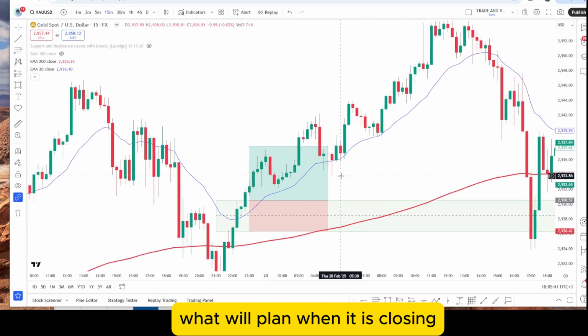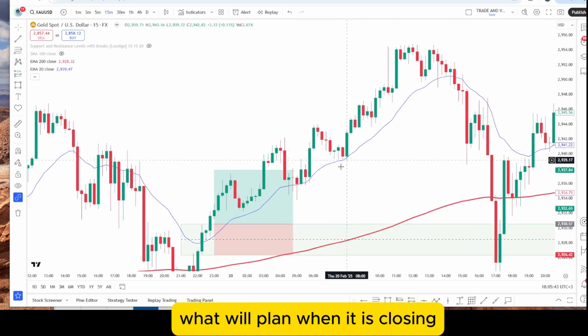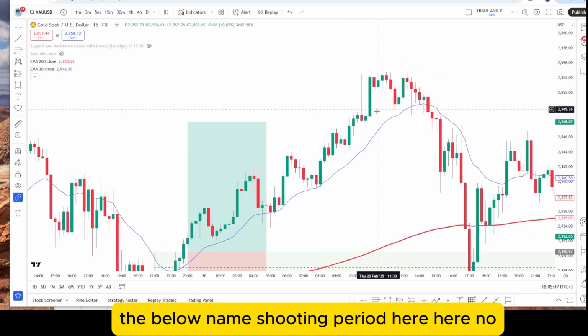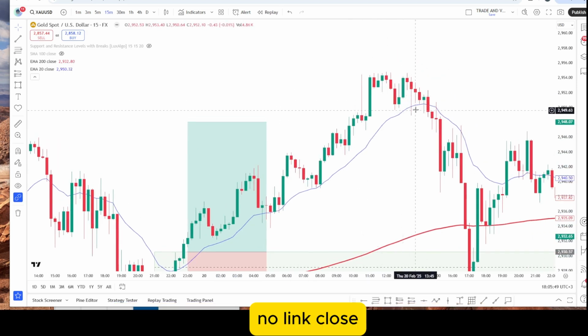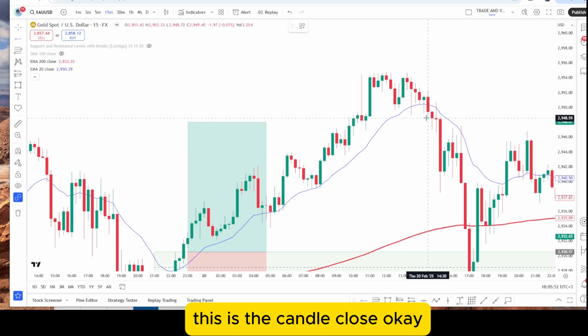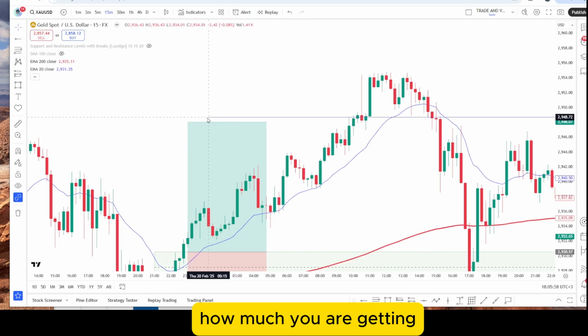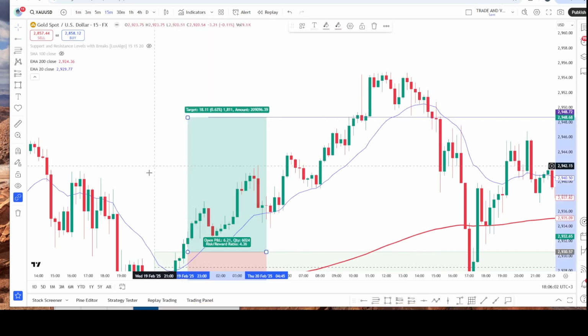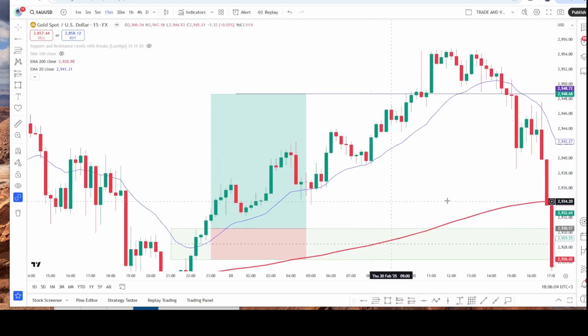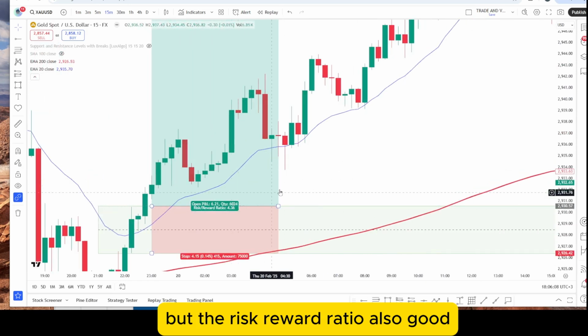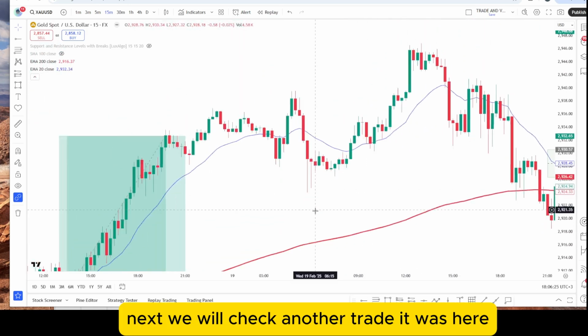The same we will plan when it is closing below the short period of 9. Here it didn't close. This is the candle close. After this candle, immediately we will close the trade. How much you are getting, we'll see. That is also getting 1 is to 4. It's a simple strategy, right? But the risk reward ratio is also good. Next we will check another trade.